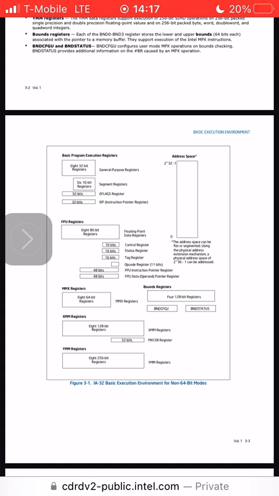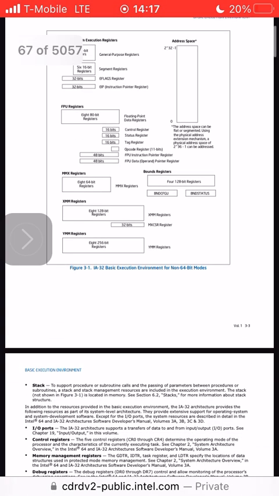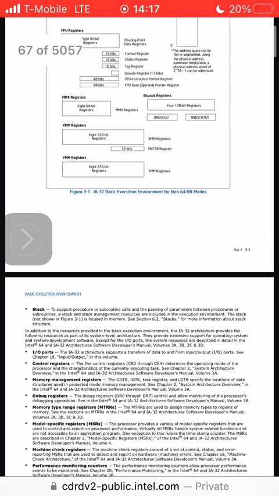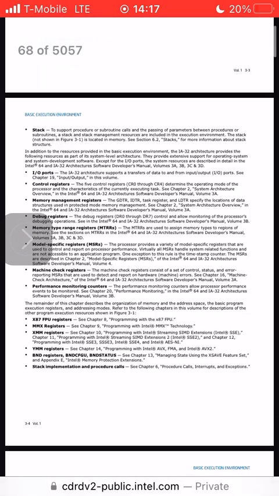Volume 1, Chapter 3, Basic Execution Environment. Stack, to support procedure or subroutine calls and the passing of parameters between procedures or subroutines. A stack and stack management resources are included in the execution environment. The stack, not shown in Figure 3-1, is located in memory. See Section 6.2 Stacks for more information about stack structure.